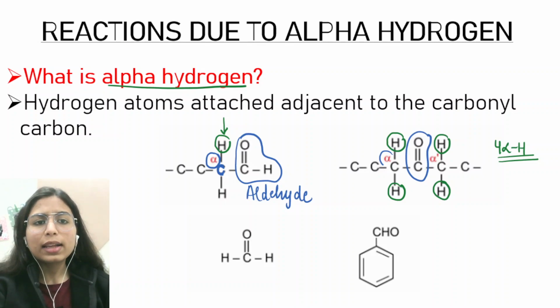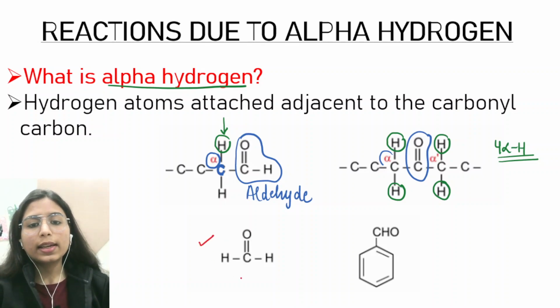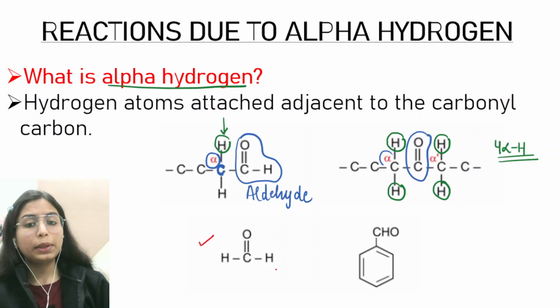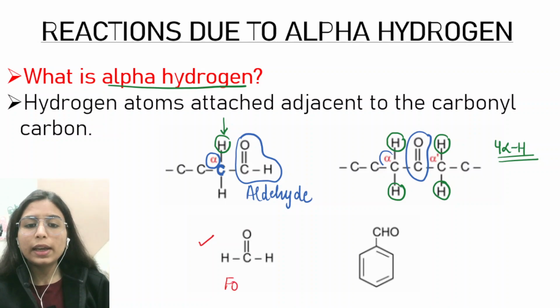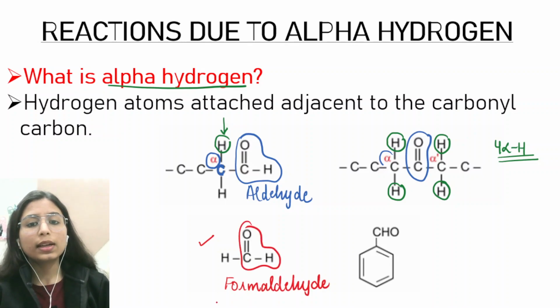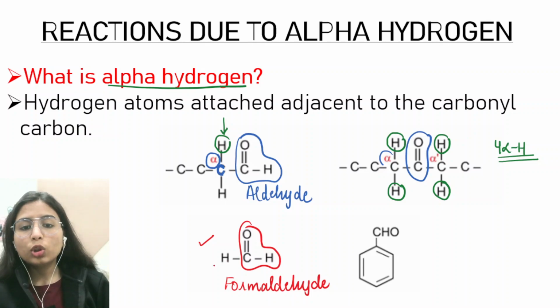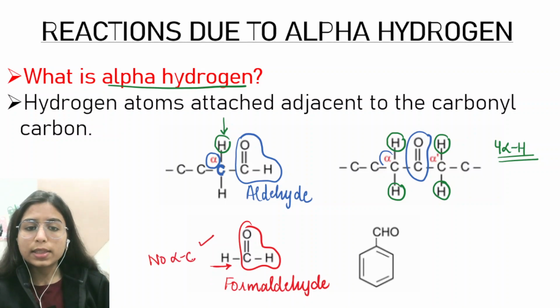Now if I ask you how many alpha hydrogens you are able to encounter in this case? Here your formaldehyde structure is given. The functional group that is present is an aldehyde. There is no carbon attached to this aldehyde, right? So no alpha carbon is present and hence no alpha hydrogen will be there.